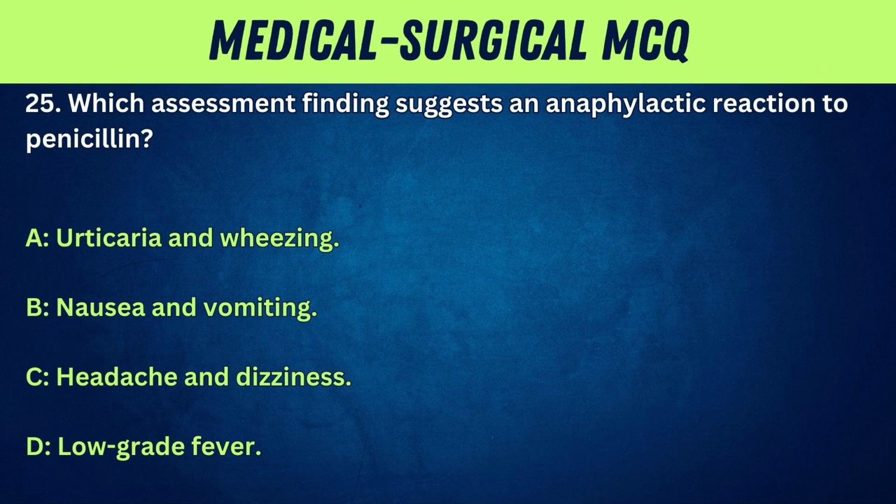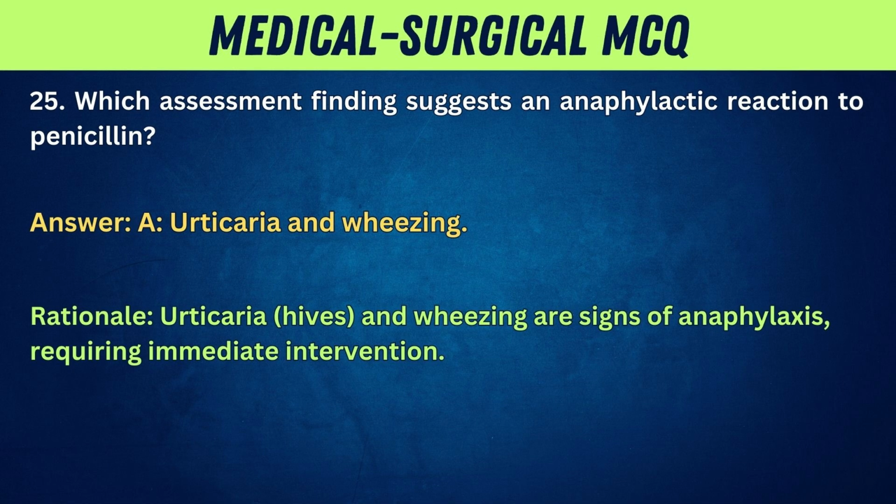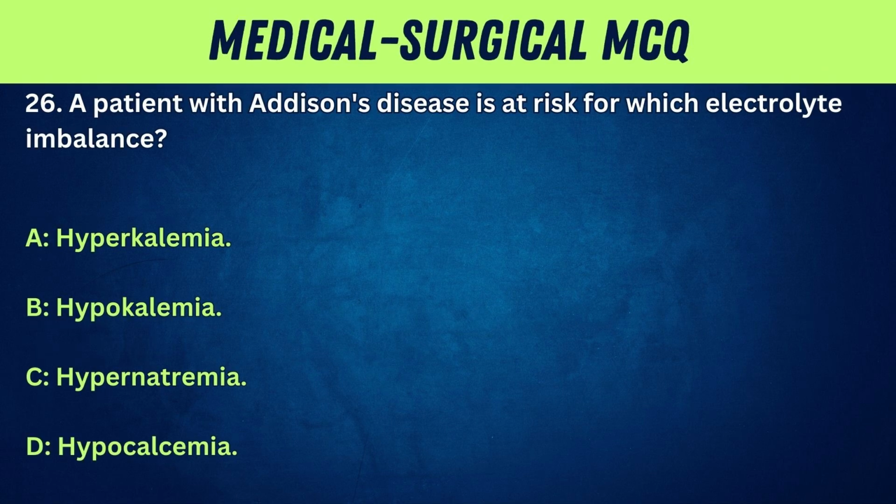25. Which assessment finding suggests an anaphylactic reaction to penicillin? A. Urticaria and wheezing. B. Nausea and vomiting. C. Headache and dizziness. D. Low-grade fever. Answer: A. Urticaria and wheezing. Rationale: urticaria, hives, and wheezing are signs of anaphylaxis, requiring immediate intervention. 26. A patient with Addison's disease is at risk for which electrolyte imbalance?